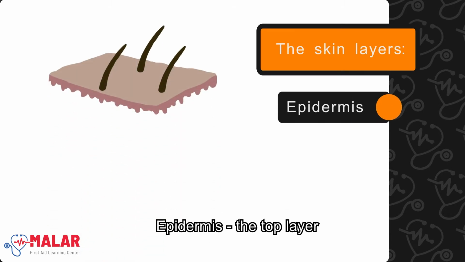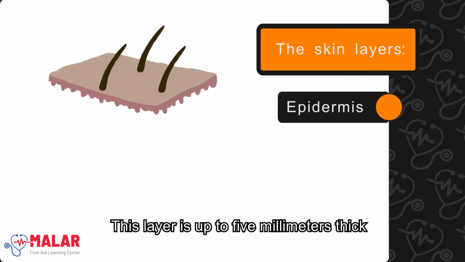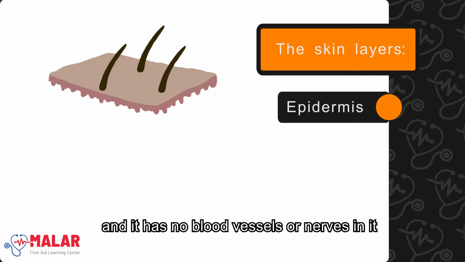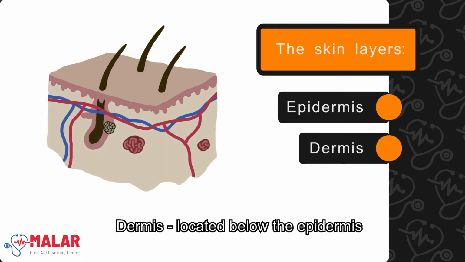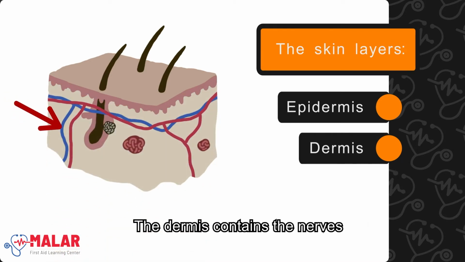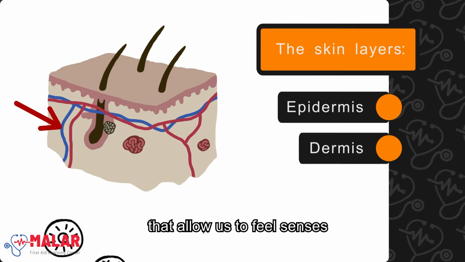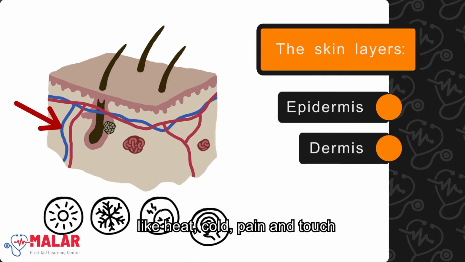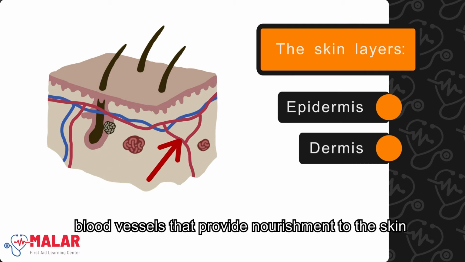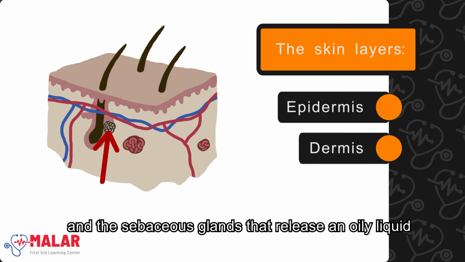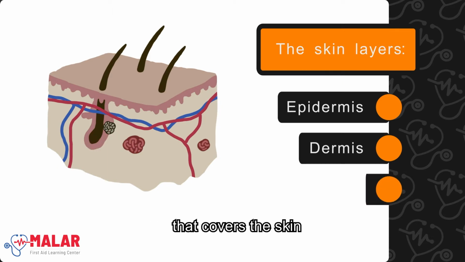Epidermis, the top layer. This layer is up to 5 millimeters thick and it has no blood vessels or nerves in it. Dermis, located below the epidermis. The dermis contains the nerves that allow us to feel senses like heat, cold, pain, and touch. It also contains sweat glands, hair follicles, blood vessels that provide nourishment to the skin, and the sebaceous glands that release an oily liquid that covers the skin.